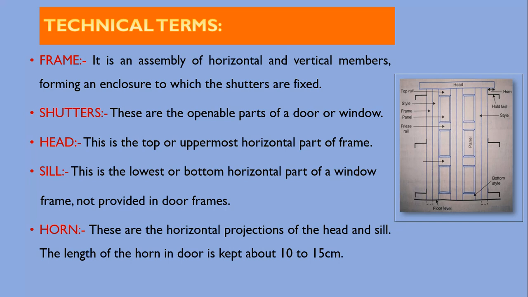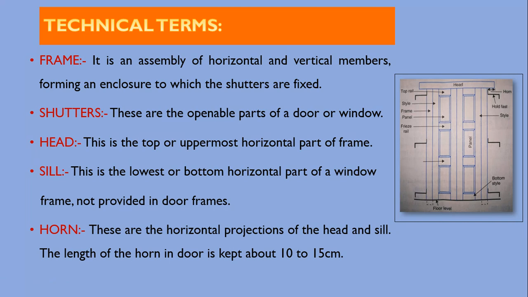Next is head. This is the top or uppermost horizontal part of the frame. What is head? The top or uppermost part of the frame. It is called head because this frame consists of a top part and a bottom part. Here the bottom part is not provided. This consists of a vertical part, and this is another vertical part. So the topmost horizontal member of the frame is called the head.